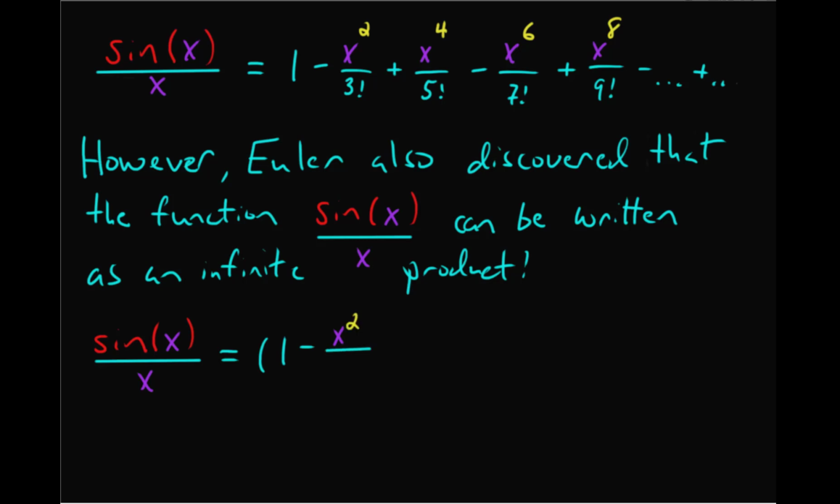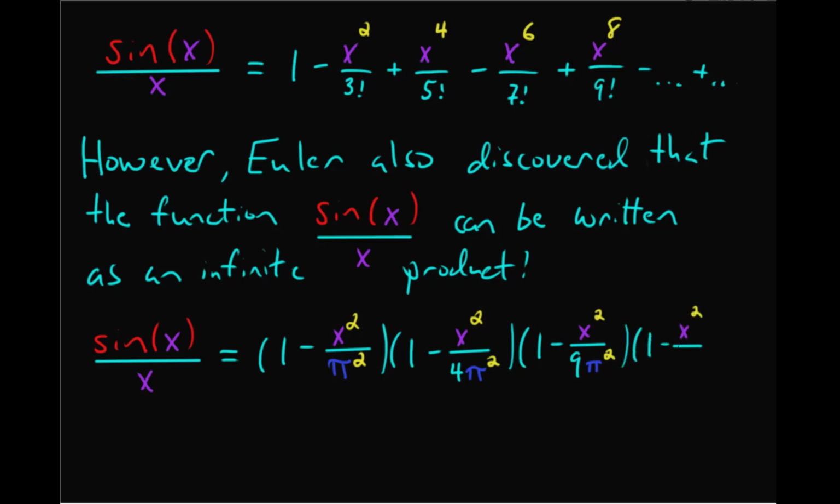Anyhow, Euler discovered that sine of x over x can be written as the following infinite product expansion. Sine of x over x equals (1 minus x squared over pi squared) times (1 minus x squared over 4 pi squared) times (1 minus x squared over 9 pi squared) times (1 minus x squared over 16 pi squared).